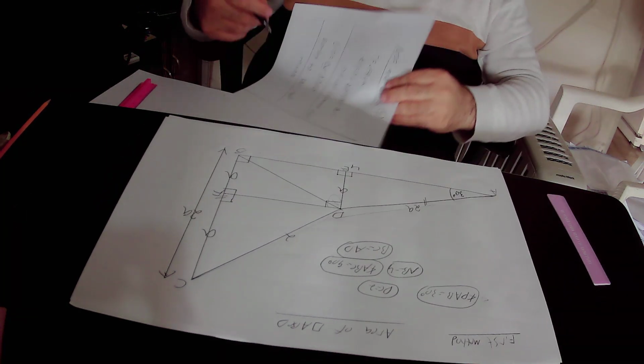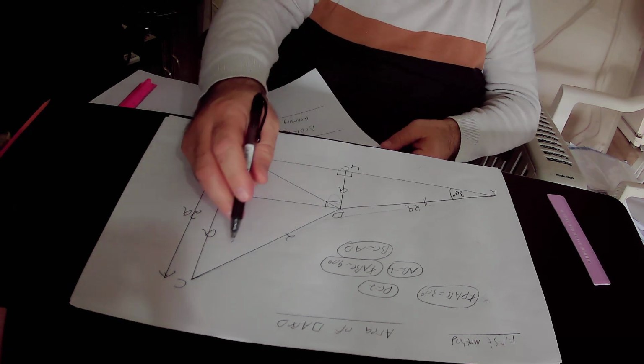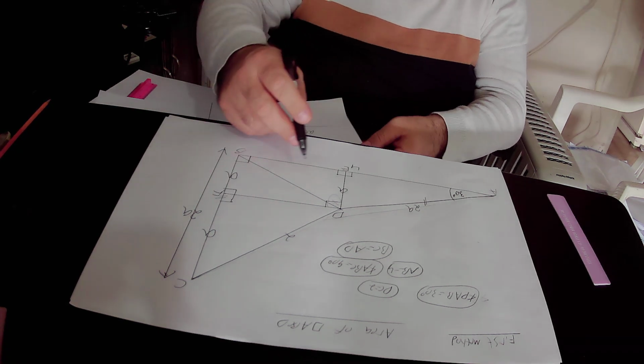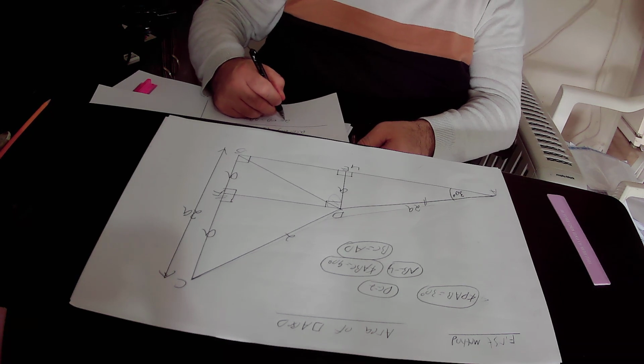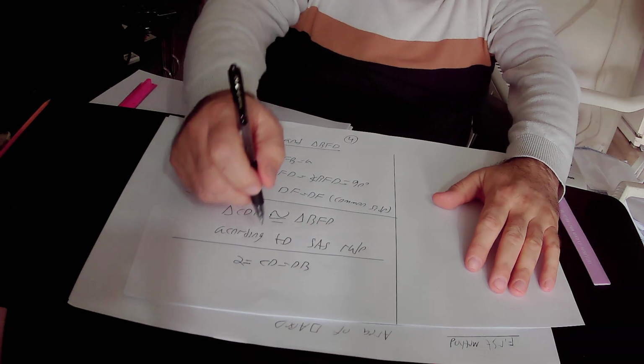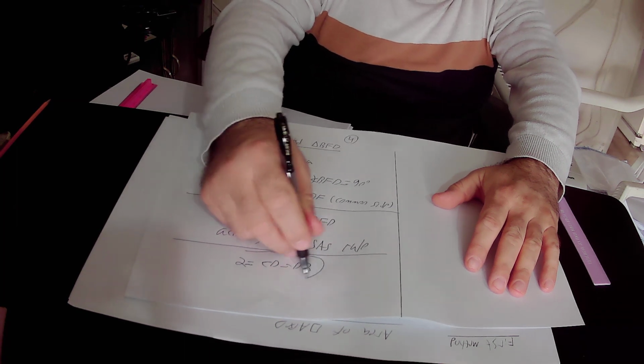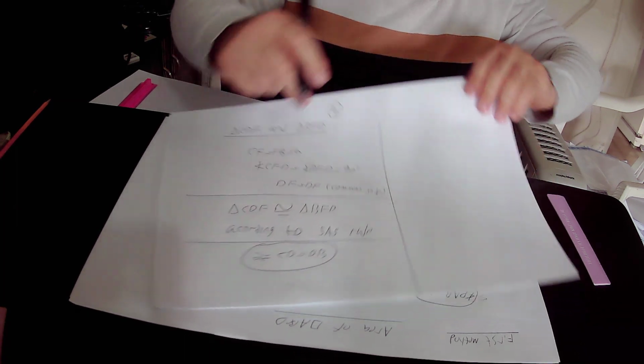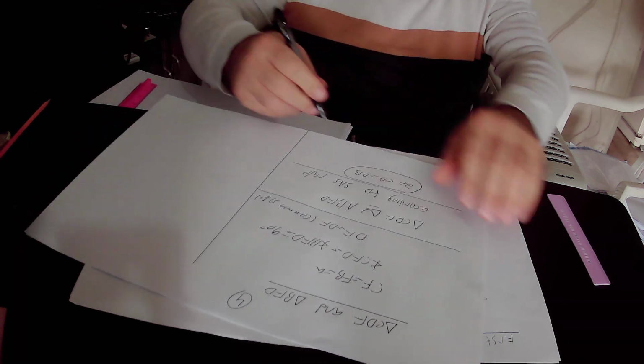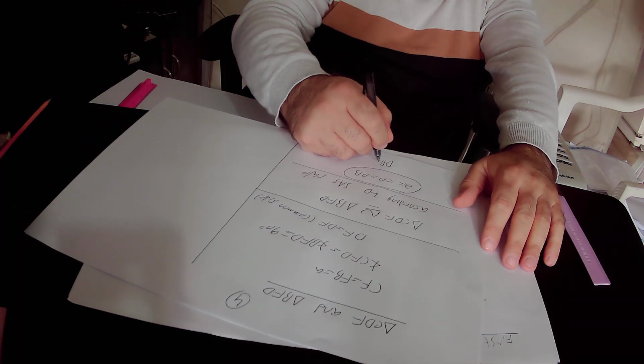Okay, CD equals DB, but it is given to us in the question that CD equals 2 units. CD equals 2 units according to what is given in the question. From this equation we will derive that DB also equals 2 units. DB equals 2 units.